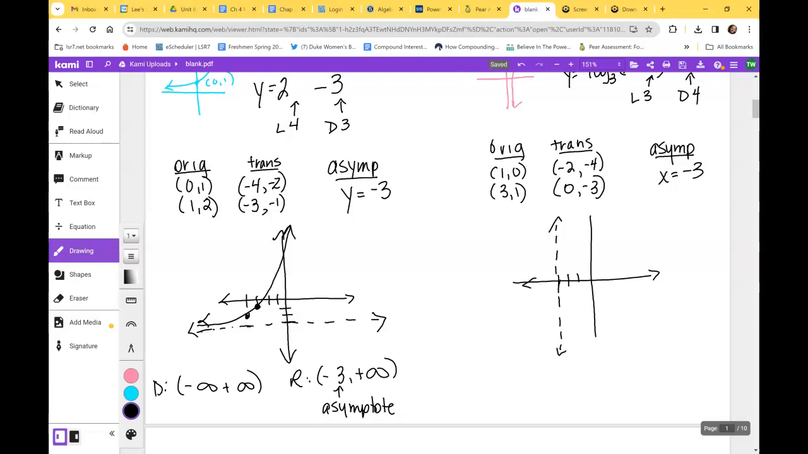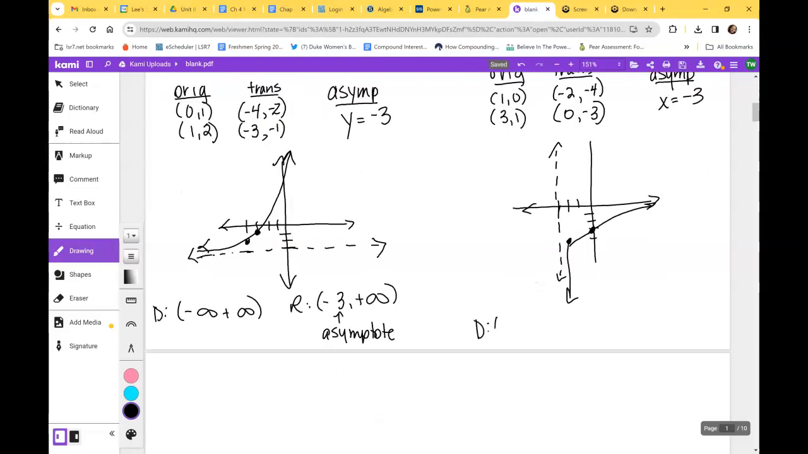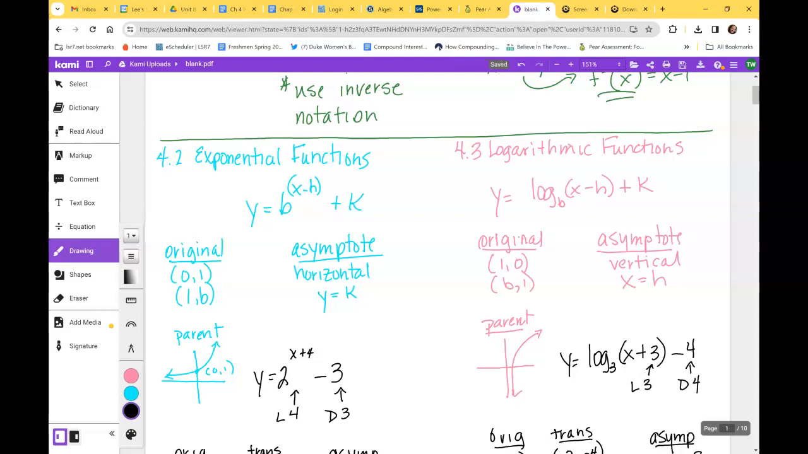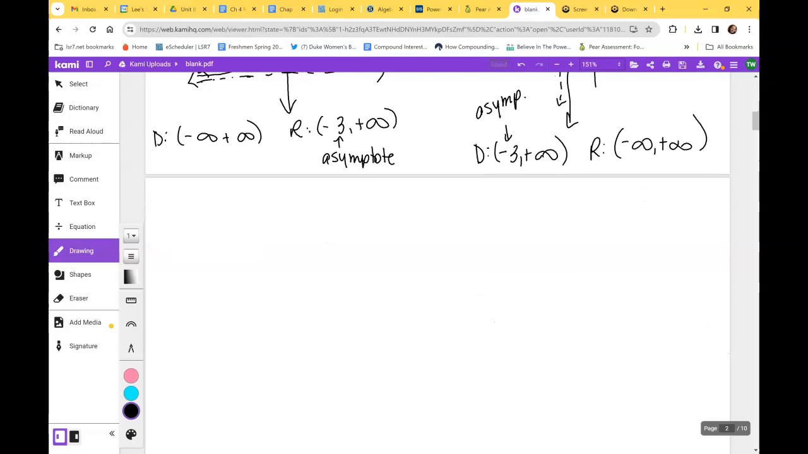My 2 points are going to be (-2, -4) and (0, -3). So it's going to kind of curve up this way and down this way. My domain is from negative 3 to infinity. And again, that's based on my asymptote. And my range for this one's always negative to positive infinity. And so I did those side by side so you can see the differences and make sure that you don't mix those up. Okay, so that's 4.2 and 4.3.